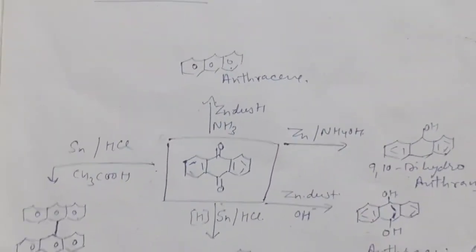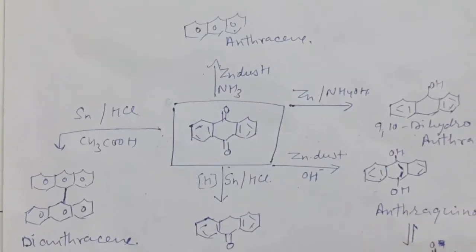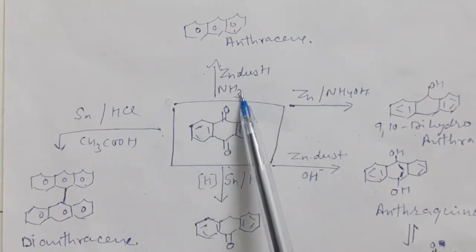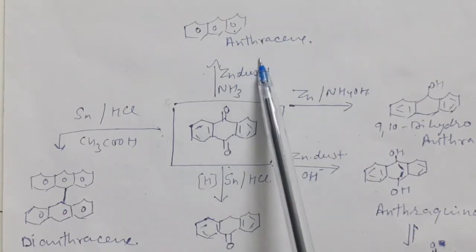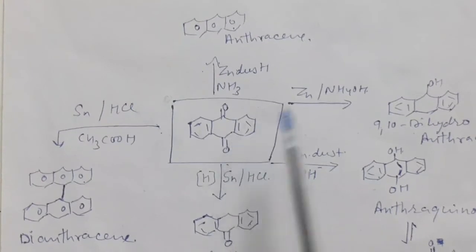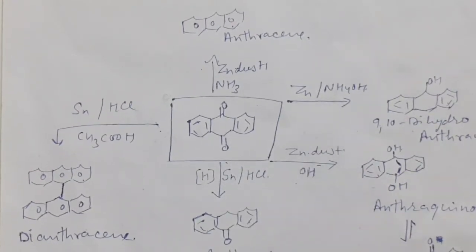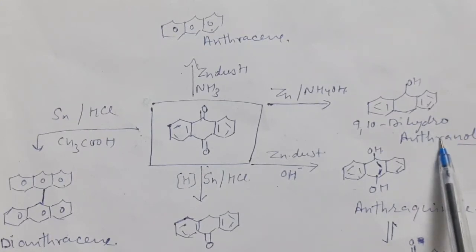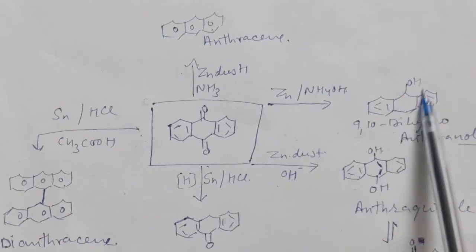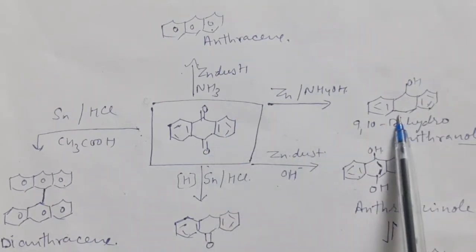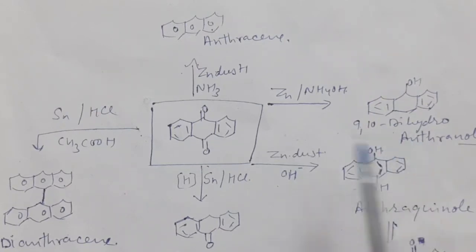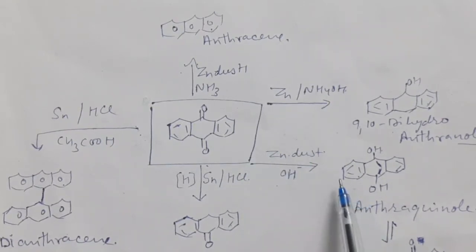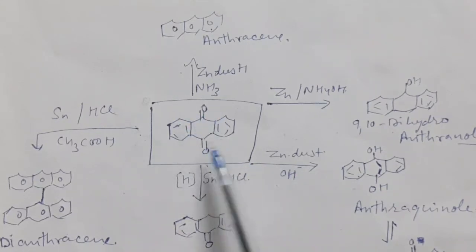The reduction reactions of anthraquinone are: anthraquinone reacts with ammonia in the presence of zinc dust, it gives anthracene. Anthraquinone reacts with ammonium hydroxide in the presence of zinc dust, it gives 9,10-dihydroanthenol, in which one carbonyl group converts into the enol group and one carbonyl group into the CH2 group, and we get 9,10-dihydroanthenol. The reduction of anthraquinone with zinc dust in the presence of a base gives anthraquinol, in which both the carbonyl groups convert into enol groups and anthraquinol is formed.